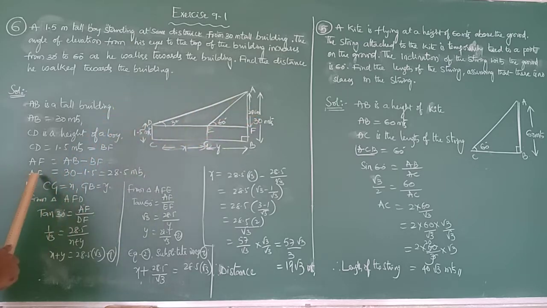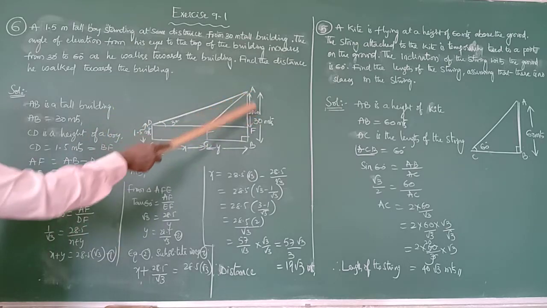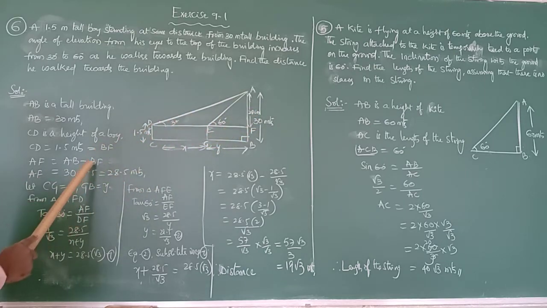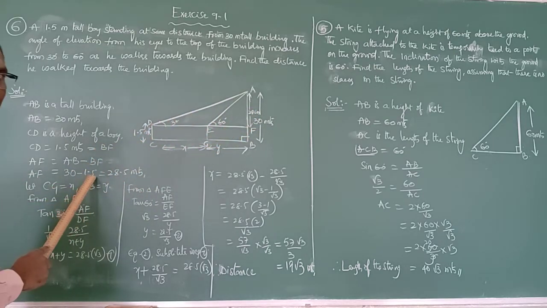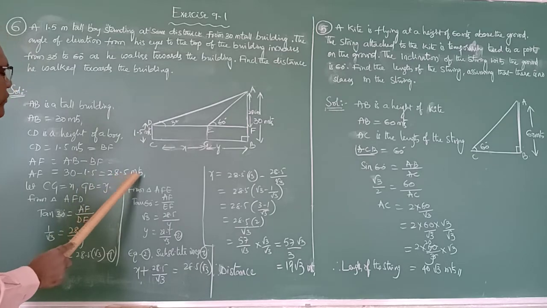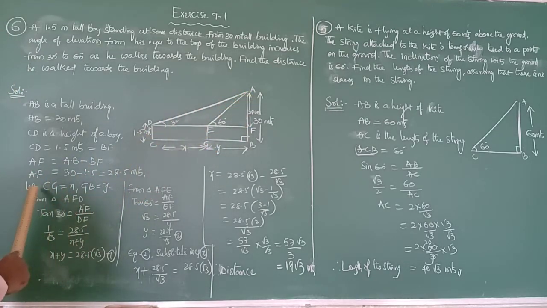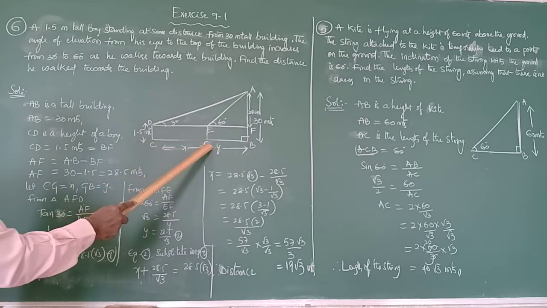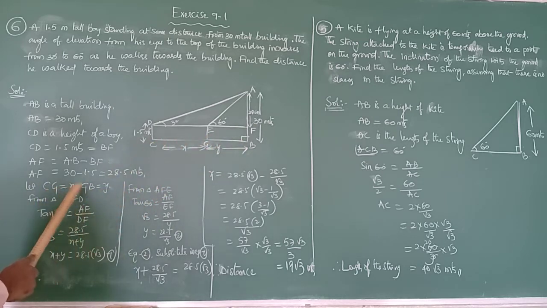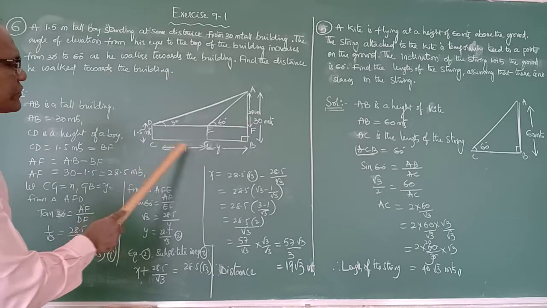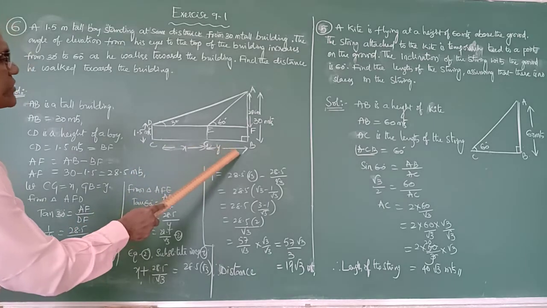AF equals AB minus BF. AB value is 30 meters, BF value is 1.5. 30 minus 1.5 equals 28.5 meters. That is AF. Here these two are CG and GB, equal to X and Y. We have to take that one. This is the distance from here to here, X, and from here to here, Y.